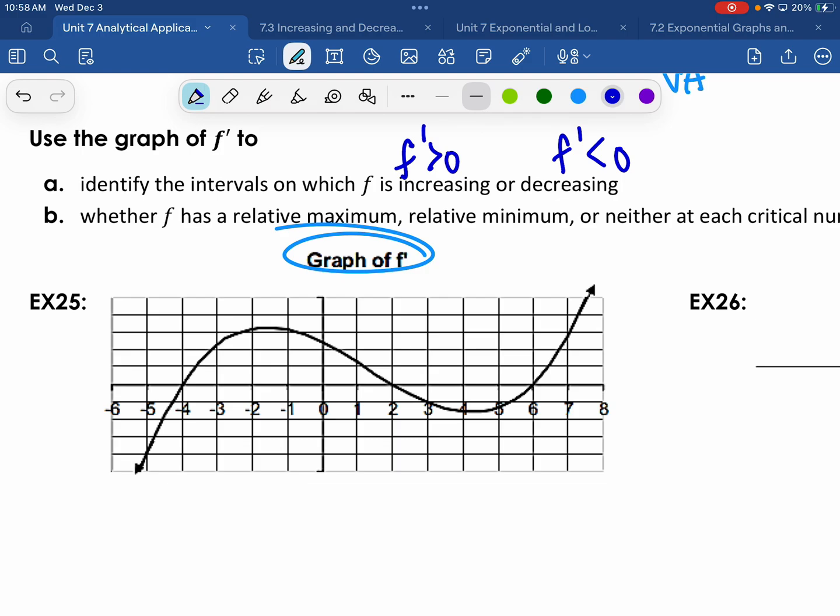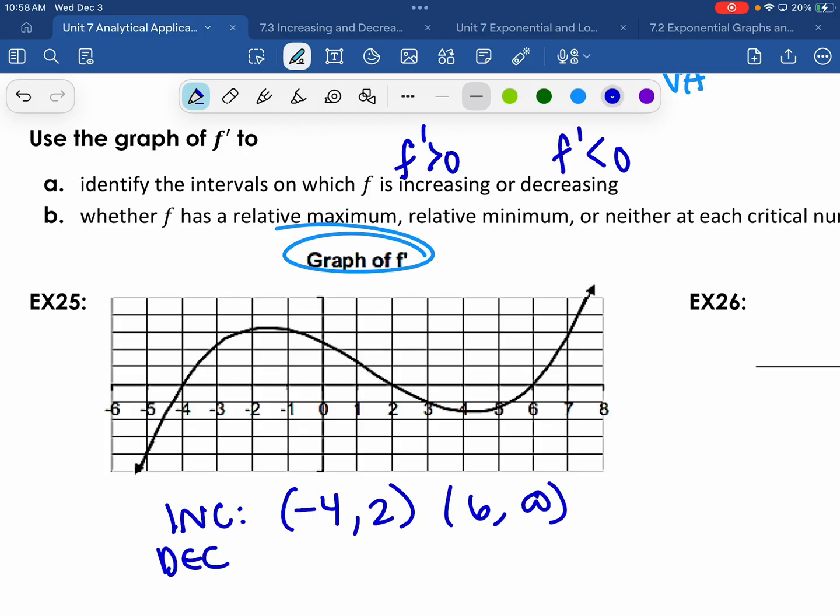Does that make sense? So you got to think about what that relationship is. So really on this graph, I'm looking for when is f prime positive? From -4 to 2, and 6 to infinity. And then when is f prime negative for the decreasing? -infinity to -4, and then 2 to 6.